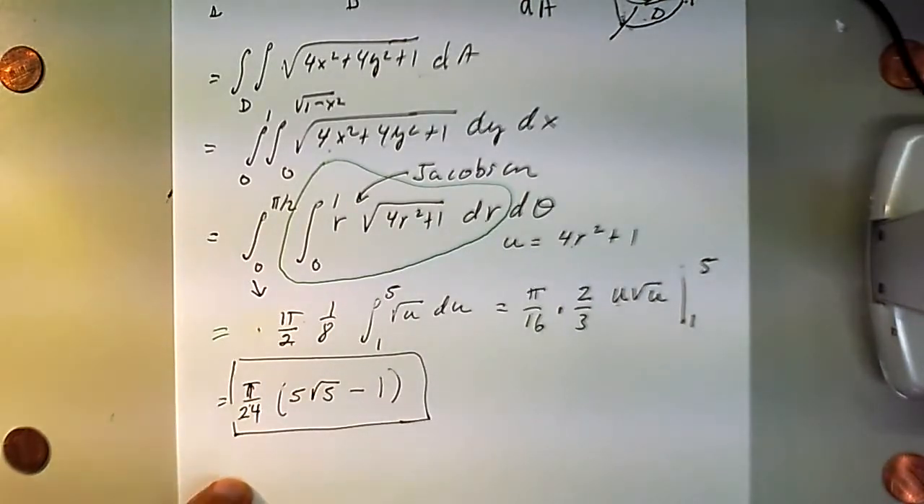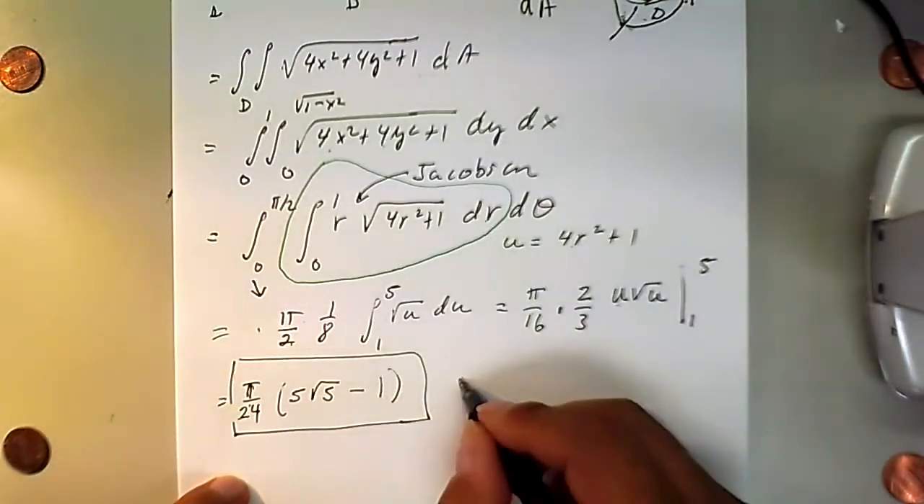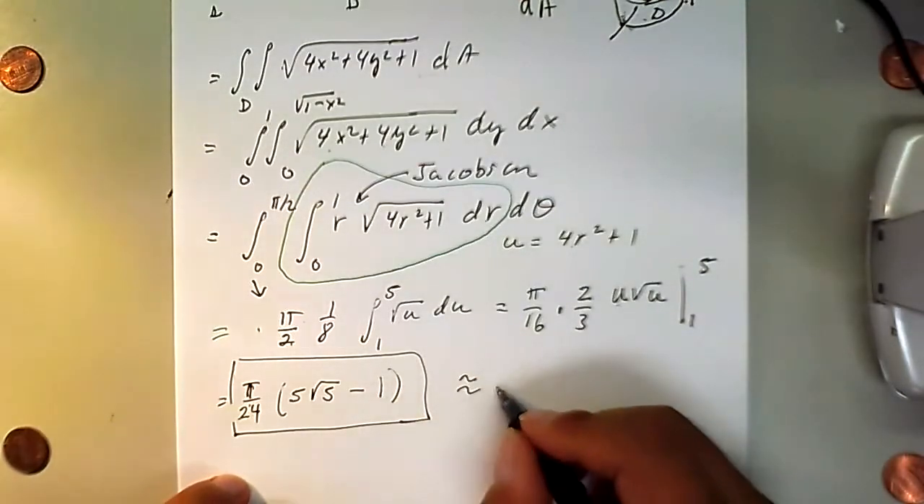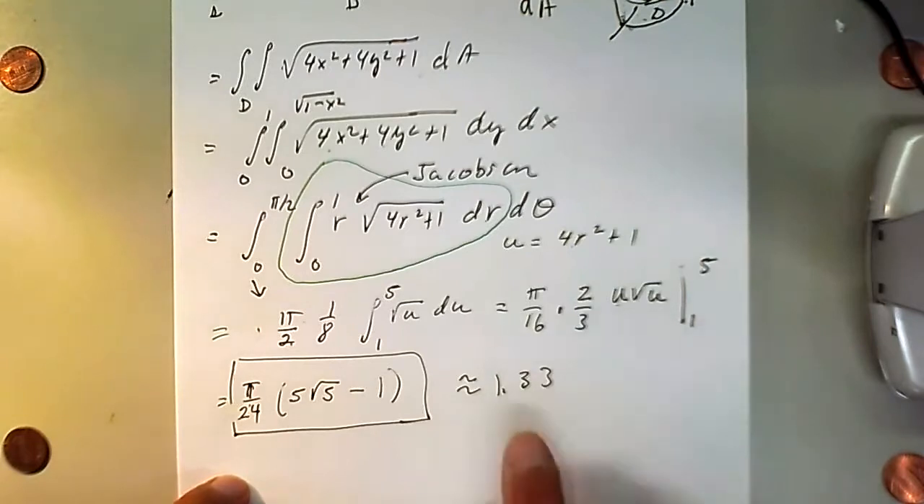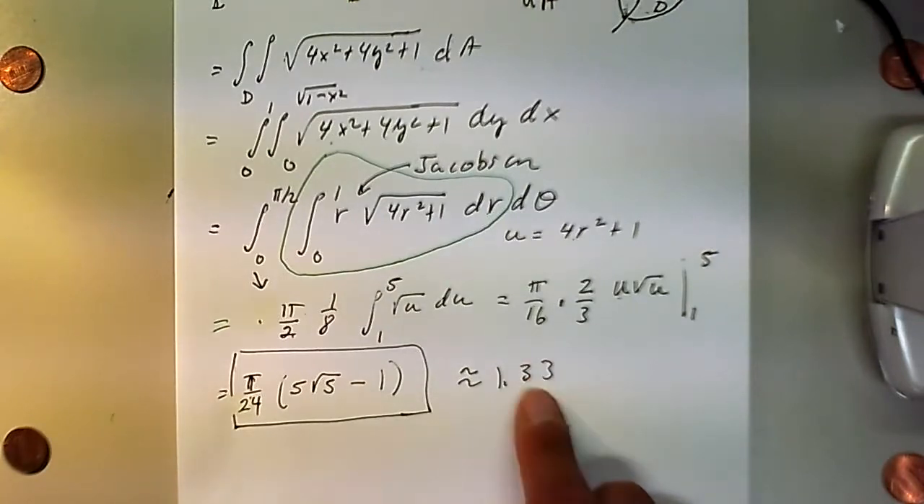Pi over 24 times the quantity of 5 root 5 minus 1. And that is about 1.33. Please, in your solutions for problems I'm assigning, do not box the decimal answer. That is just so that you have an idea of how much it is.